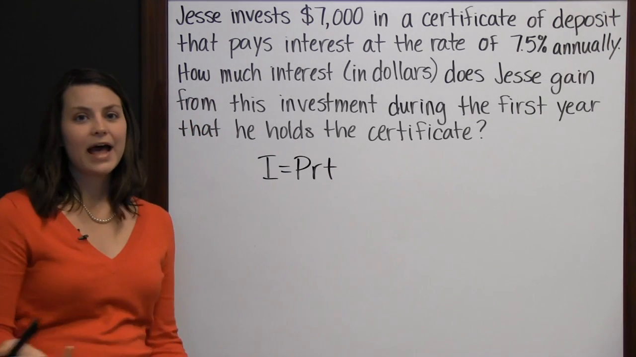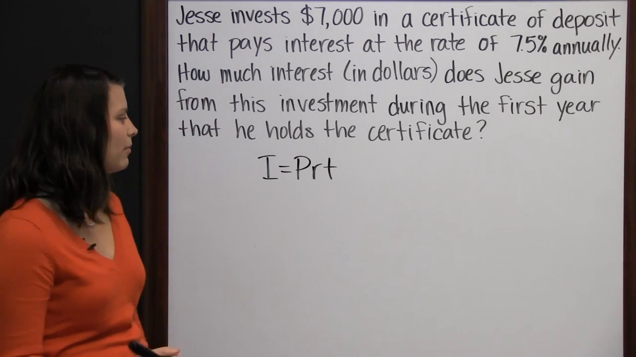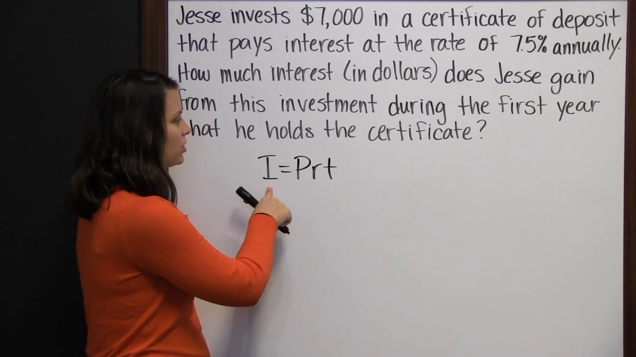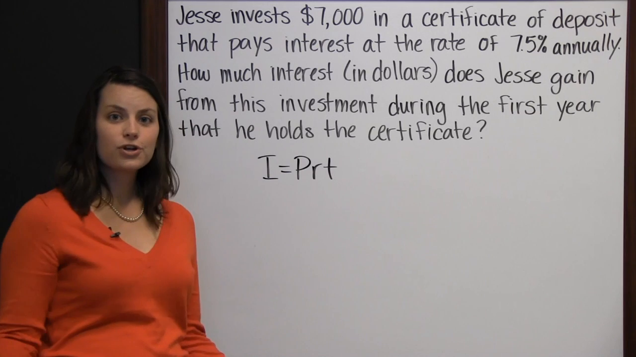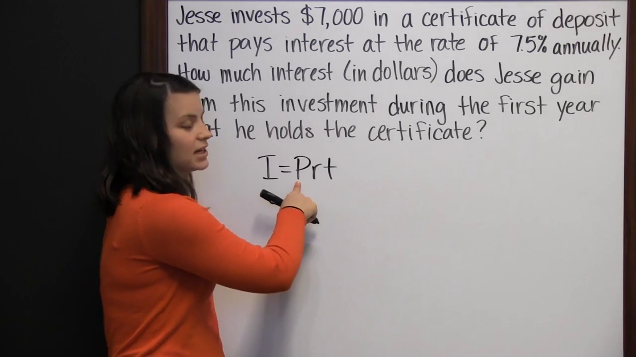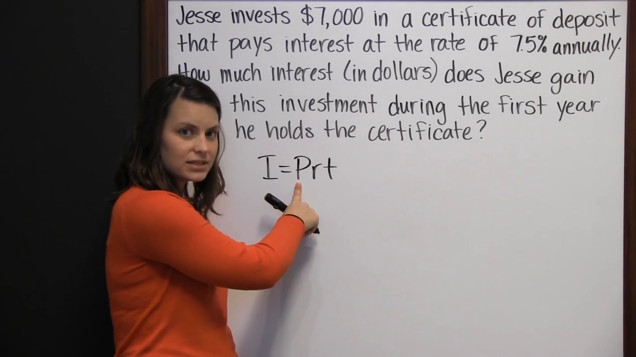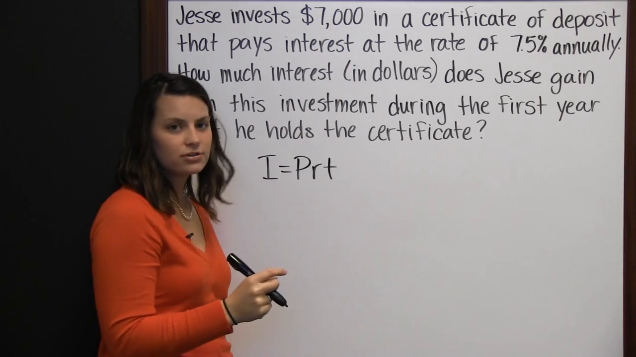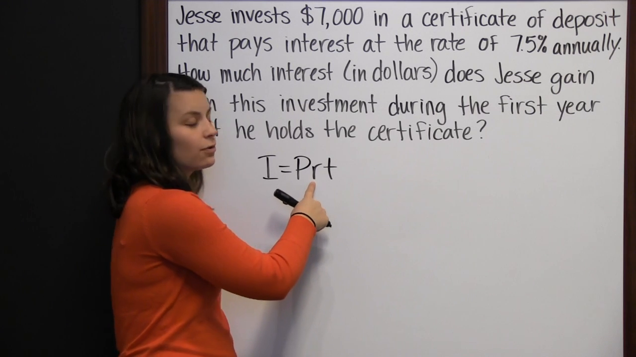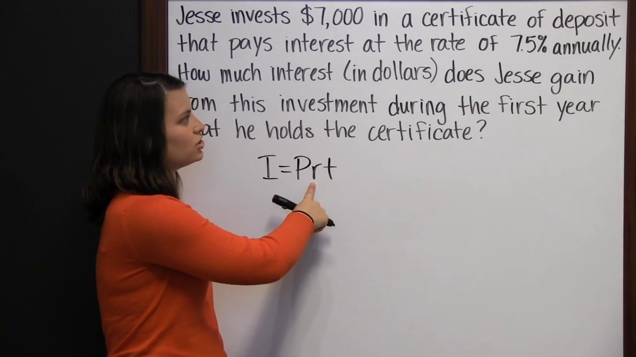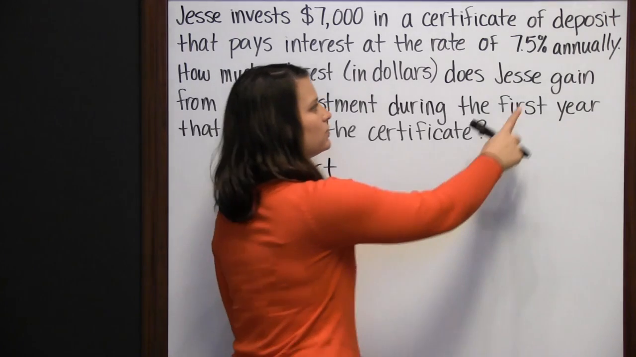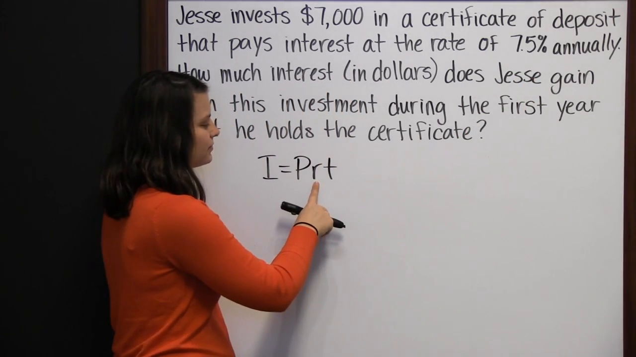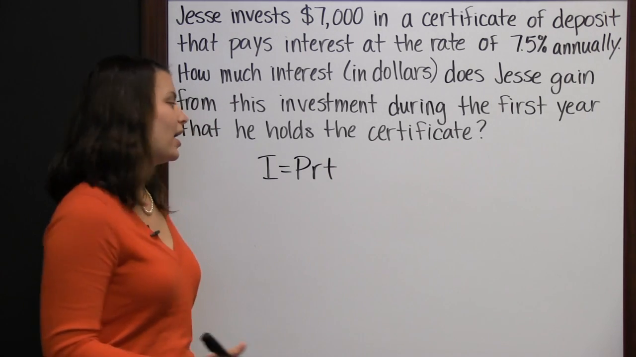Some people call it IPRT, just as a way to remember it. The I stands for the interest, the amount of interest in dollars, like what we're trying to find. P stands for principal, or the amount that's being invested initially. That would be our $7,000. The R is the rate, or the percentage, but written as a decimal. So we're going to take 7.5% and write it as a decimal. That'll be our rate. And then T stands for time.